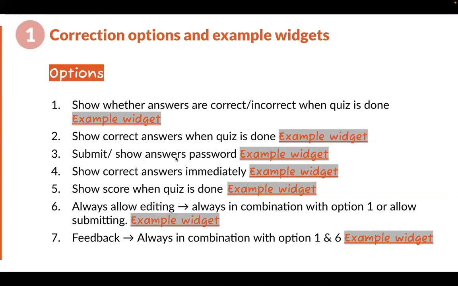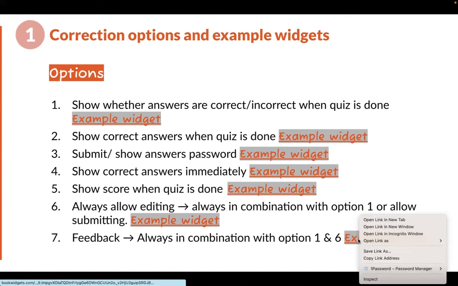Submit and show answers with a password. Just as you can use a password to start a widget, you can also use it to reveal the answers to them. Showing correct answers immediately. When the quiz is done, you can also have them see the score if you choose. And you can also allow them to always edit or only submit the widget, and then have some feedback with it too. Feedback is great that you can automate it in BookWidgets.